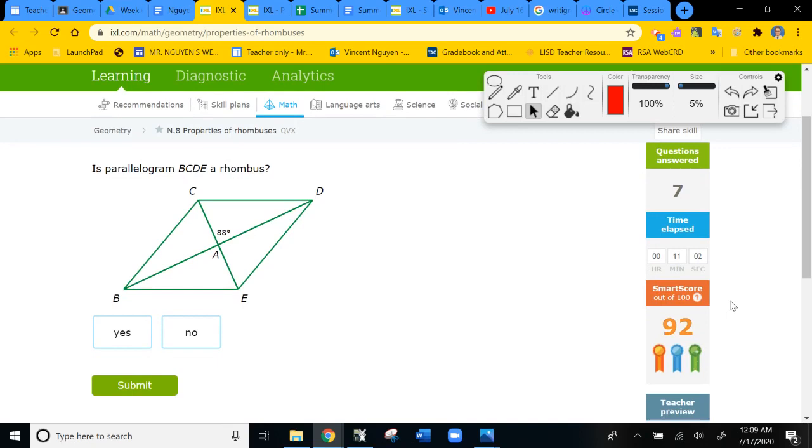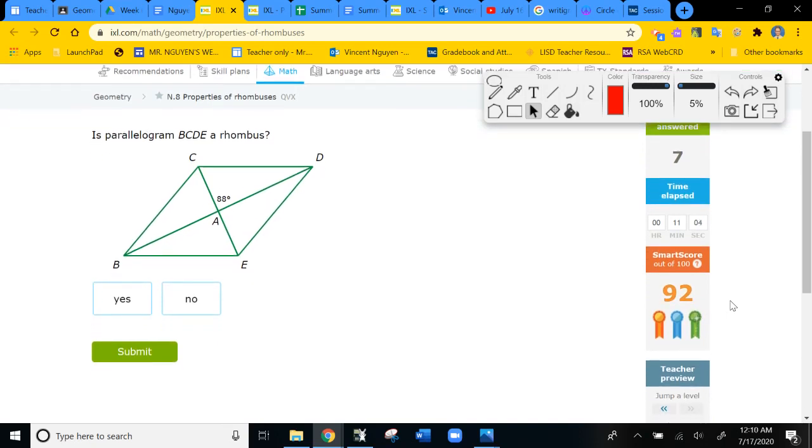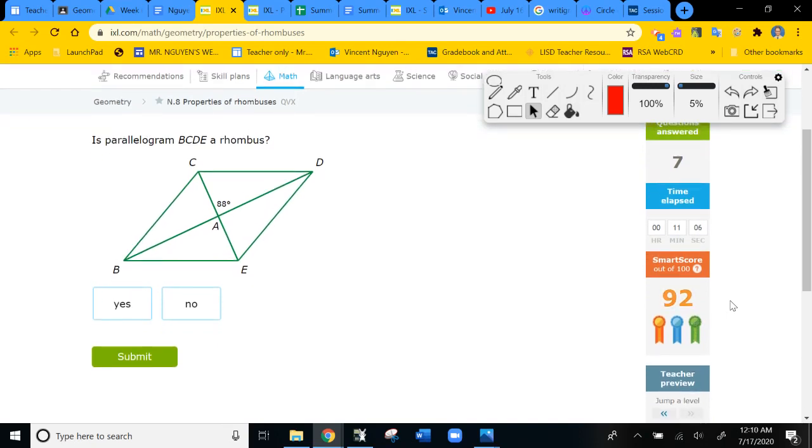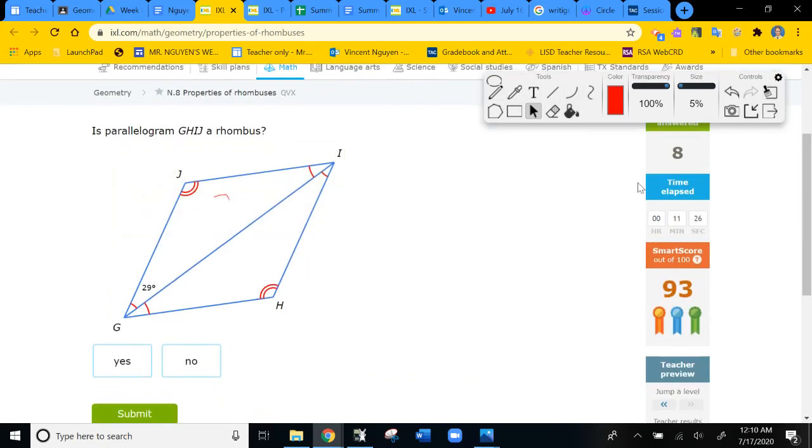Is this a rhombus? This is the part where we actually have to look at the properties carefully to determine if it's a rhombus. Right now, notice this angle is supposed to be 90 degrees to be a rhombus, right? And it's not. It's only 88 degrees. It's 2 degrees short. So we cannot say that this is a rhombus. So we say no. Submit. All right. Very good.